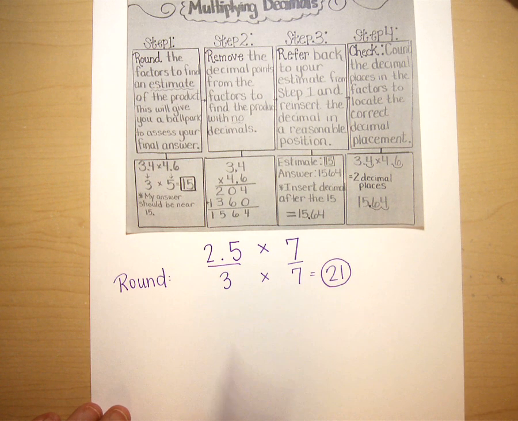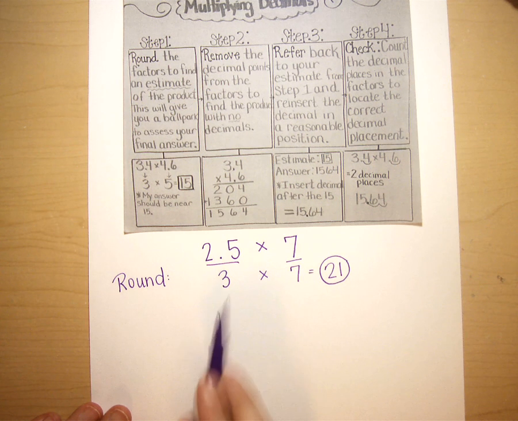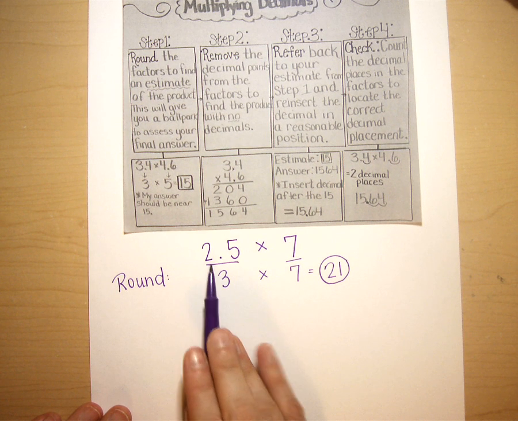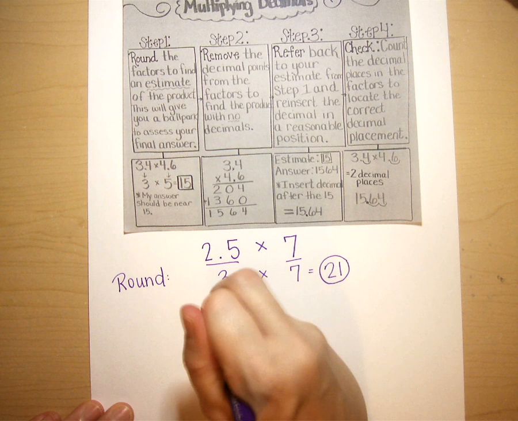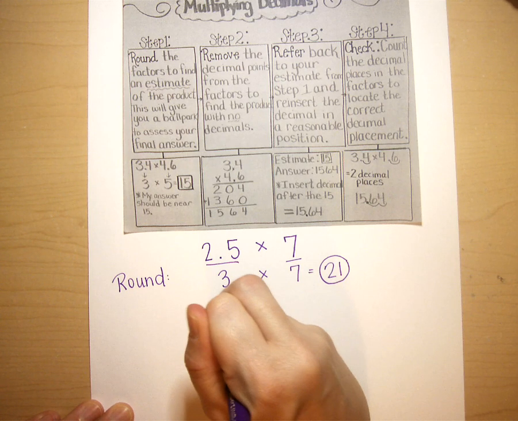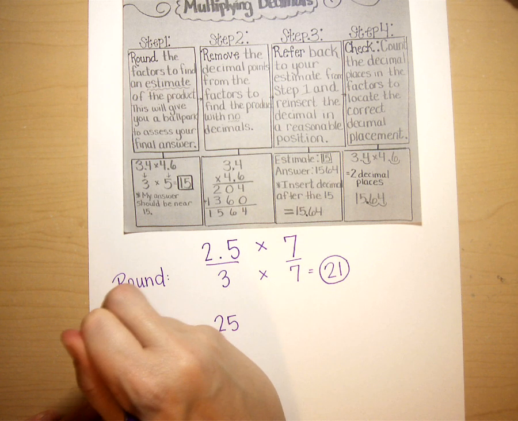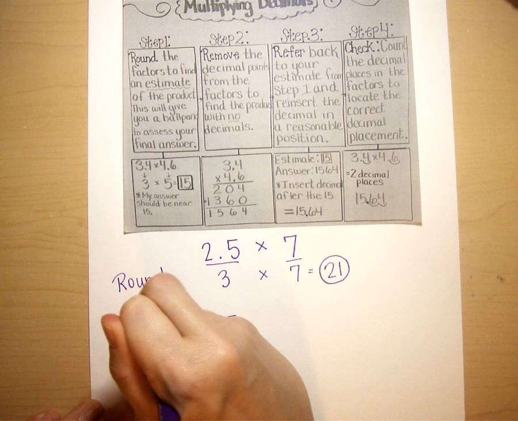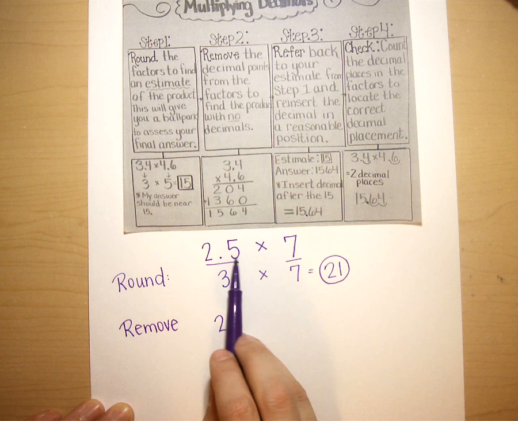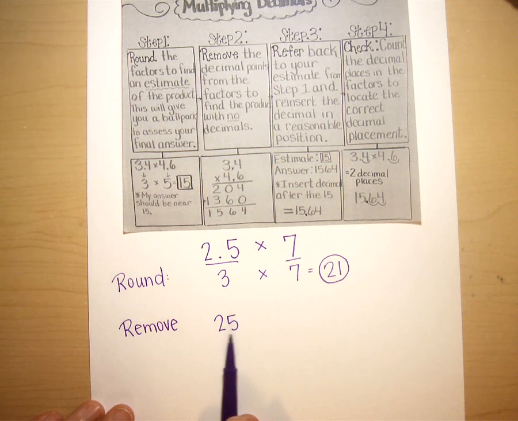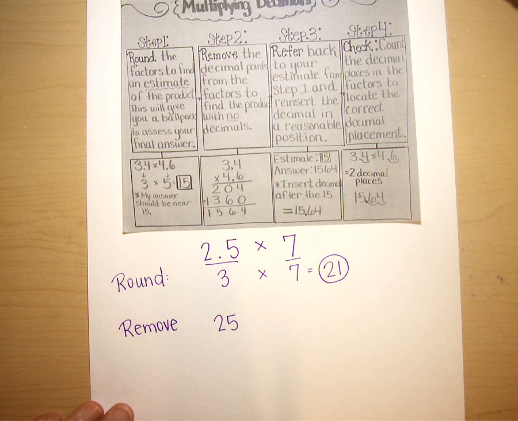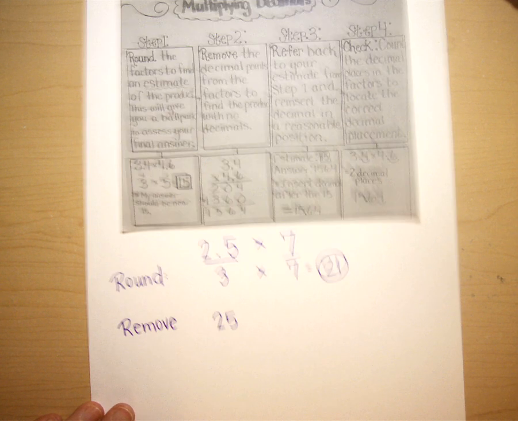The next thing I'm going to do is I'm going to remove that decimal. I'm going to take that decimal out and change 2 and 5/10 to 25. Now, when I remove the decimal, what I have done is I have made this number 10 times larger. So my answer is going to be 10 times larger when I get done. And that's going to help us think about what we need to do when we put that decimal back in.